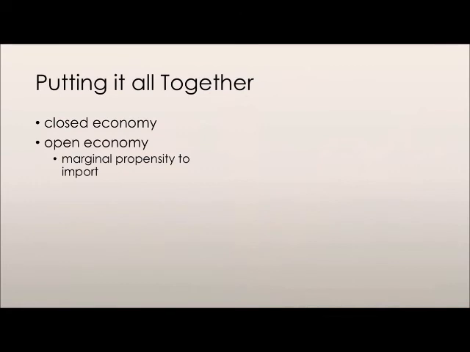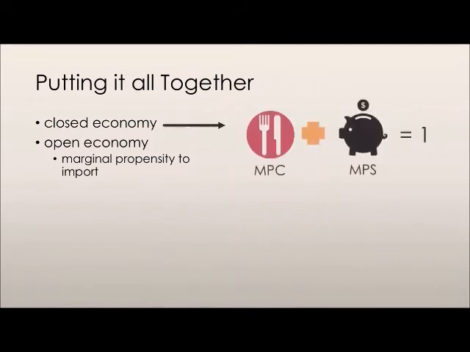Now we're going to put all this together. How does MPC relate to MPS? Marginal propensity to consume, marginal propensity to save. If we take a closed economy, and in this case we're going to assume a closed economy, then as I mentioned before, we're going to assume that consumers either spend their income on consumer goods or they save it. So marginal propensity to consume plus marginal propensity to save is going to be equal to 1. And this is going to be important for a couple other equations that we're going to look at later on.